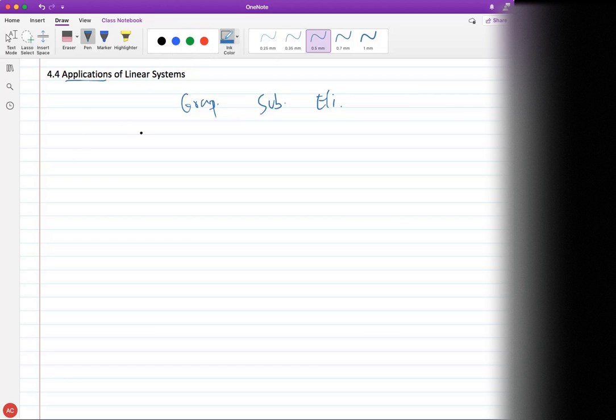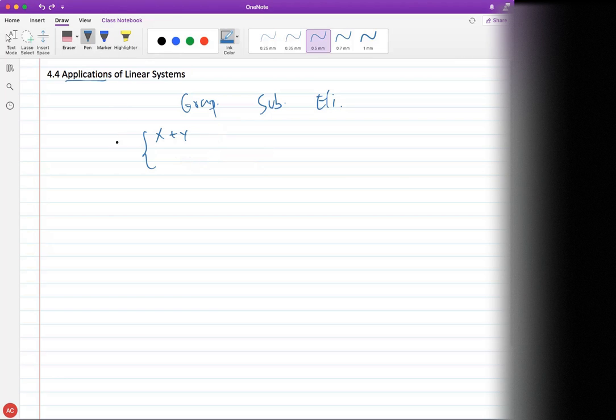So far, every time we had a system like this given to us, 2x plus 3y, we had a system all the time when we graphed it or solved it using these. But today we're going to see how to start from a word problem and turn that word problem into a system and then use one of these methods to solve that system. So that's why we call this applications of linear systems.